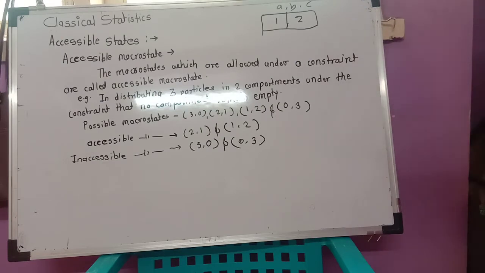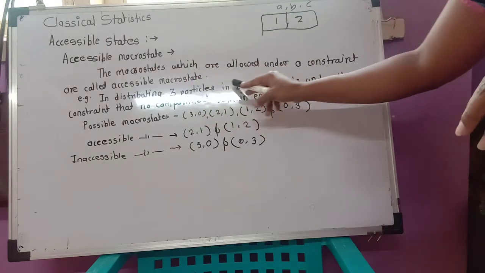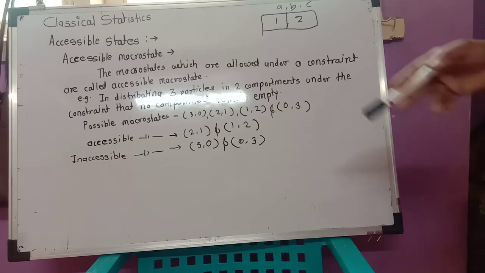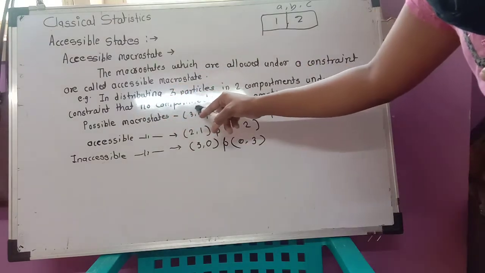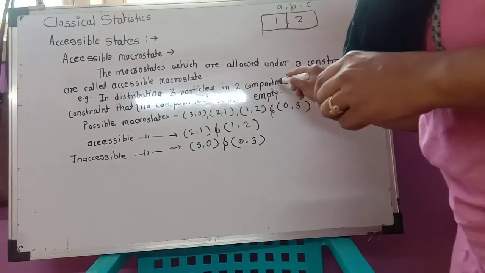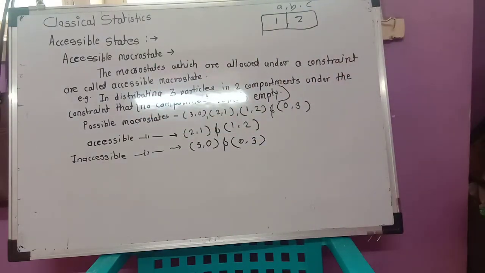Now we see what the accessible microstates are. Accessible microstates means the microstates which are allowed under a certain constraint. Now we put a constraint on this system. What is the system? We have to distribute the three particles into the two compartments, and now we put one constraint on this system. What is the constraint? The constraint is that no compartment remains empty.